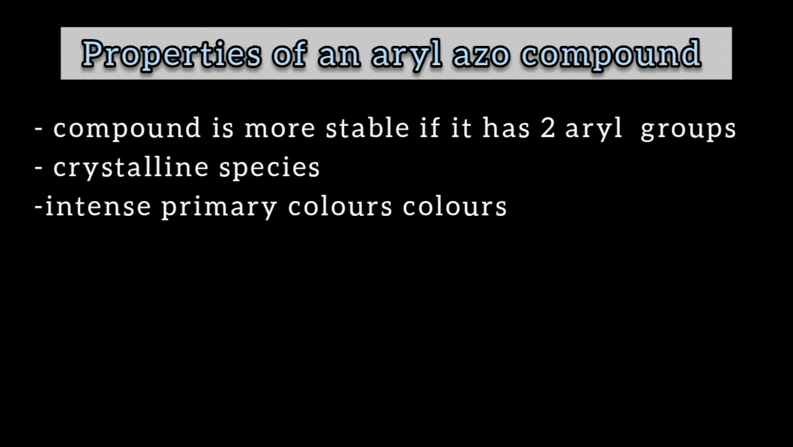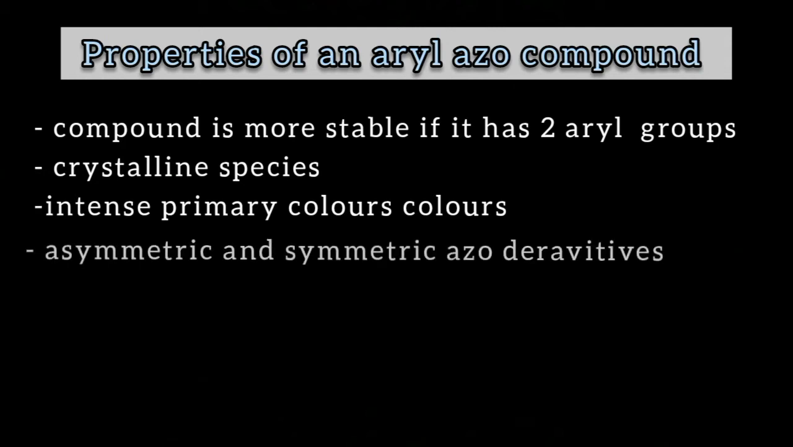Now we're going to be talking about the properties of an azo compound. If both of the R's are substituted by an aryl group, the azo compound is stable and also crystalline. It also shows intense colors like red and yellow. Normally the colors it shows are primary colors. In most cases, if the R groups are both aryl, they won't be the same.